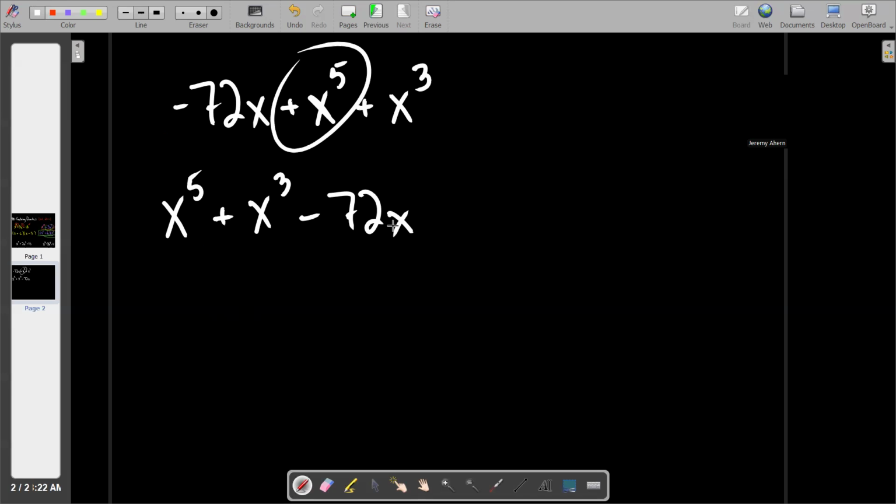What do we pull out? Just an X this time. No need to pull the negative because it's already positive in the front. So I'm going to pull out just X. Zoop. And I'm going to be left with X to the fourth plus X squared minus 72.